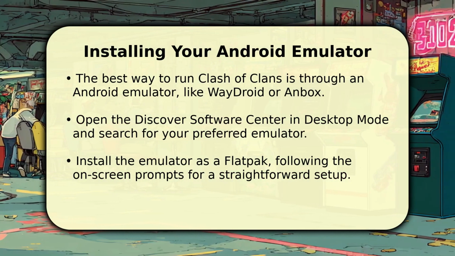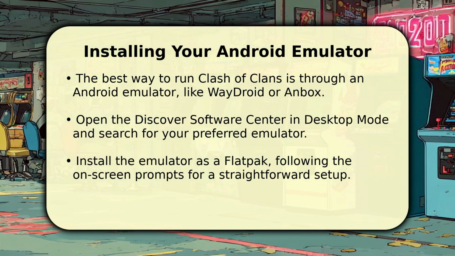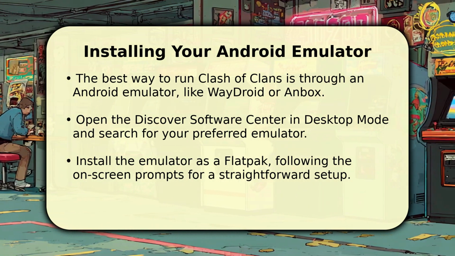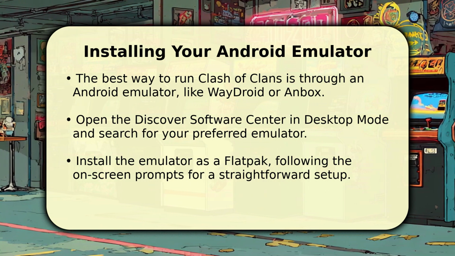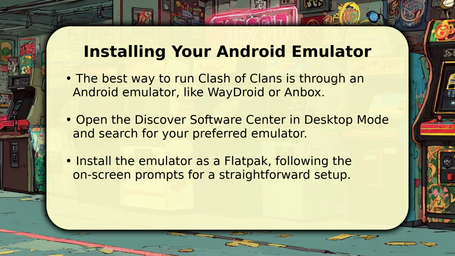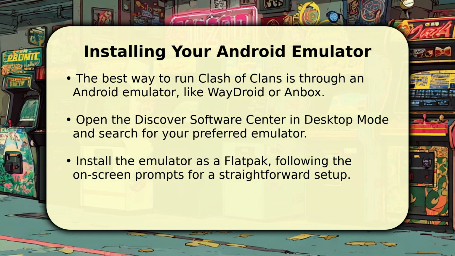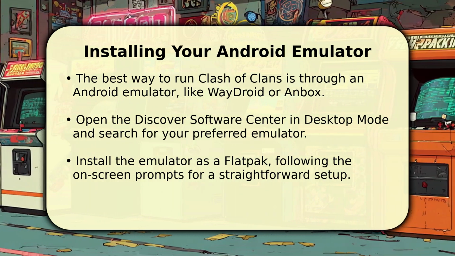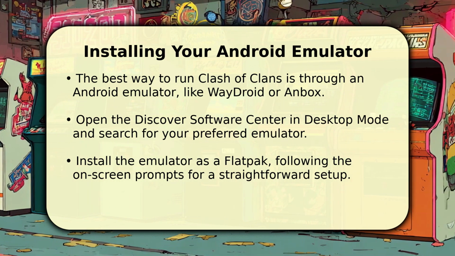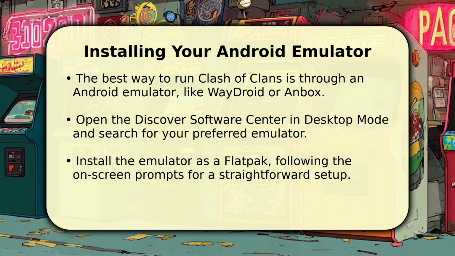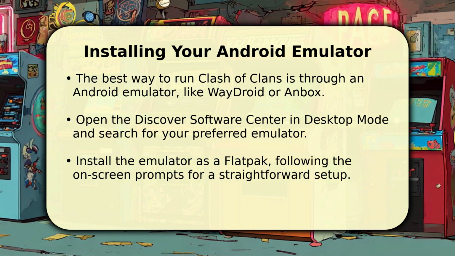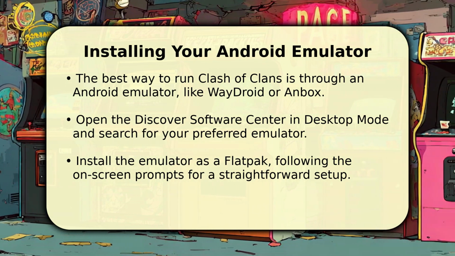With your Steam Deck prepared, the next step involves installing a robust Android emulator. Popular choices like Waydroid or Anbox work exceptionally well for this purpose. Head over to the Discover Software Center, located in desktop mode, and search for your chosen emulator. Installing it as a Flatpak ensures compatibility and ease of updates. Simply click Install and let the system handle the process, providing a virtual Android environment for your games.